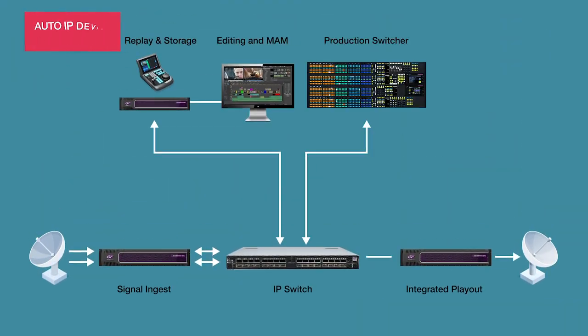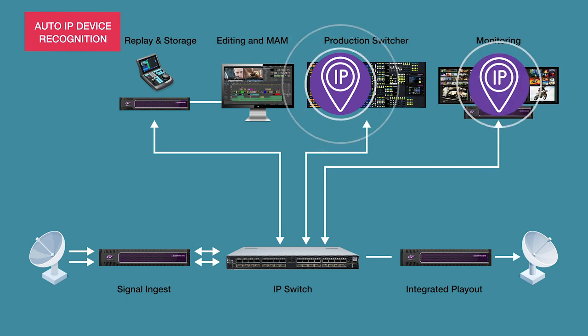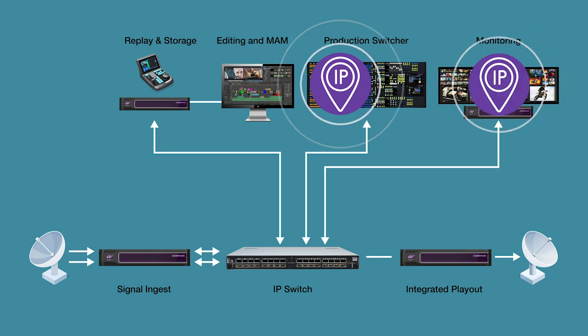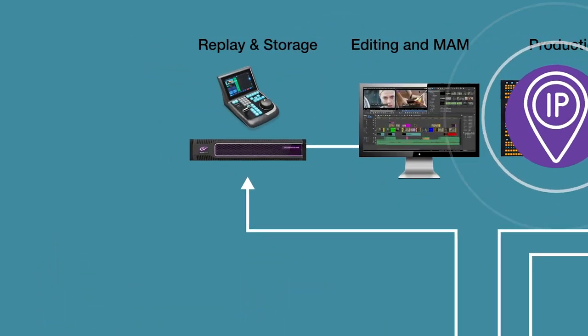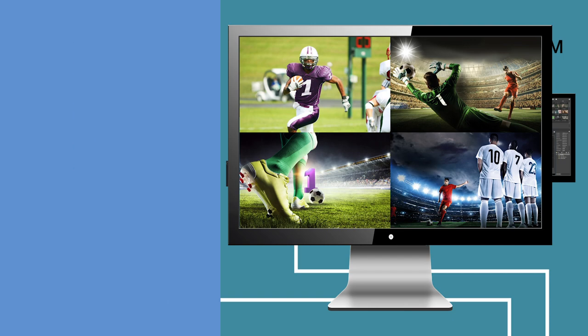With IP systems, GV Orbit automatically recognizes new IP devices on your network and registers them with default parameters. Apply the appropriate settings for your system and you're up and running. It's as easy as adding a printer to your home network.